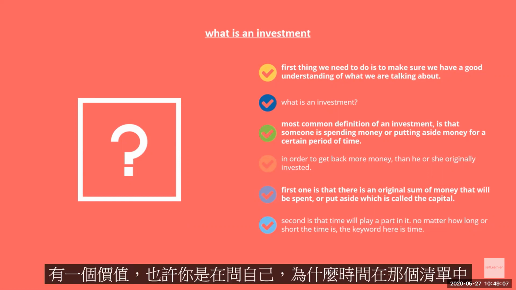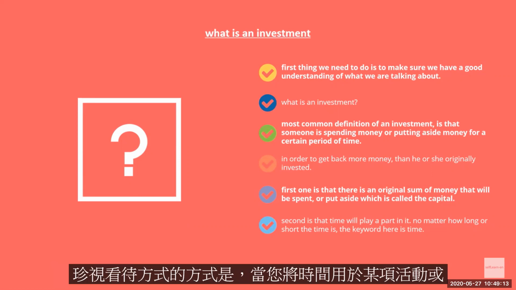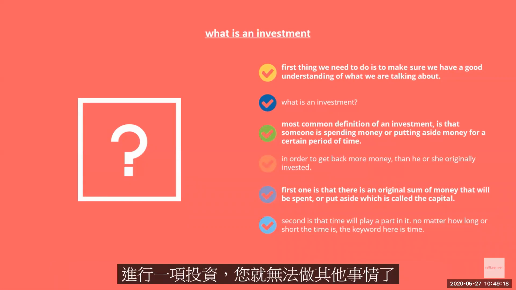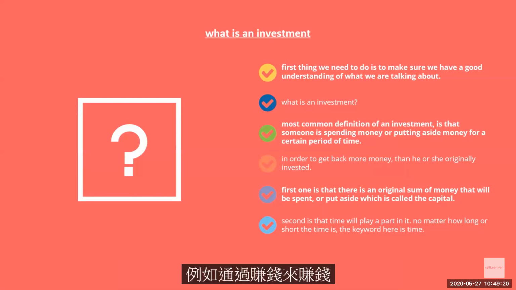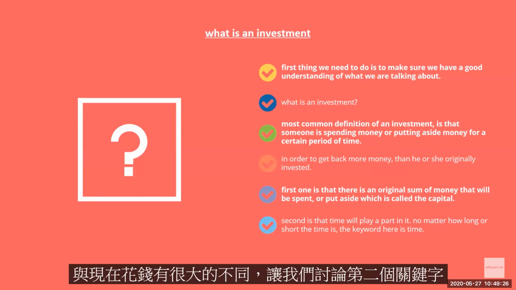Maybe you're asking yourself, why is time in that list? After all, does time have a value? Let me answer that question right away. Yes, time does have a value. The way to look at it is that when you dedicate your time to an activity or to an investment, you are preventing yourself from doing something else, such as making money, for example. Therefore, by investing your time, you have decided to cut yourself off of a source of money, and in essence, it is not much different from spending money.